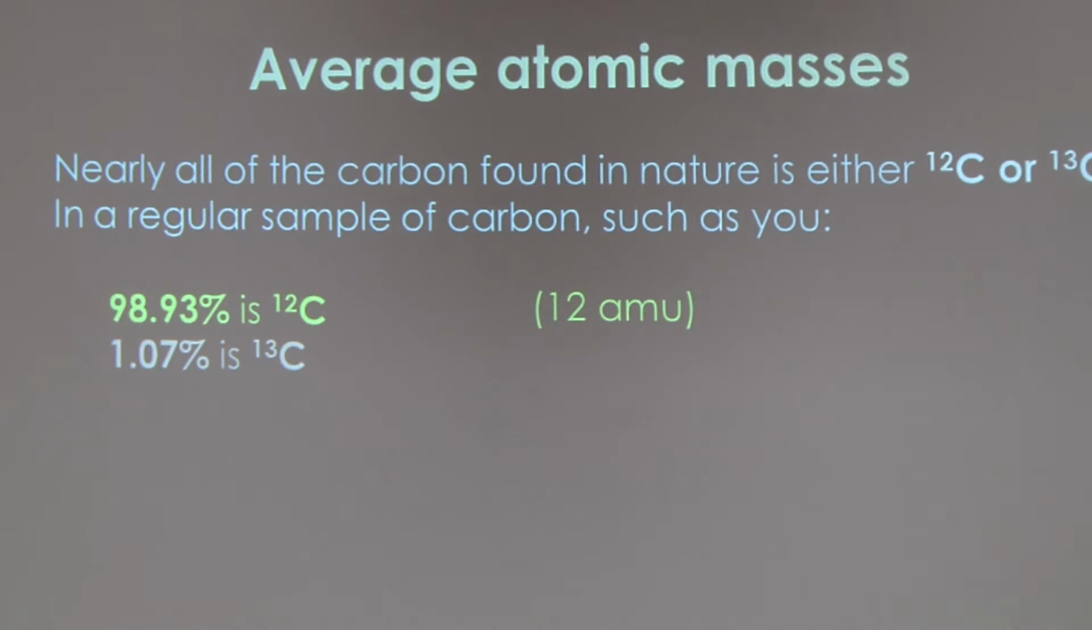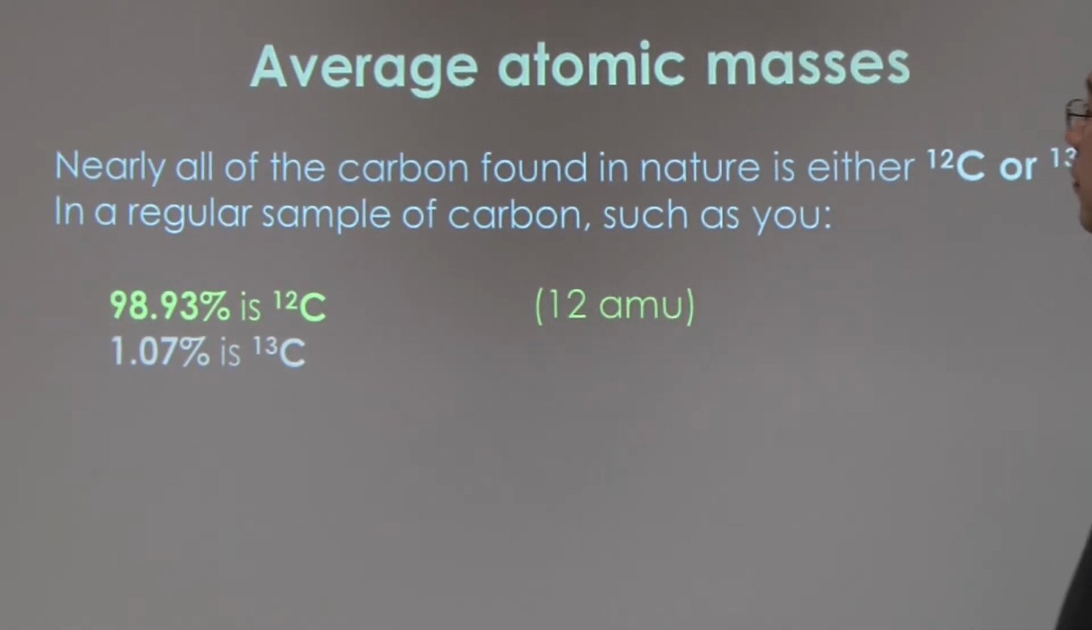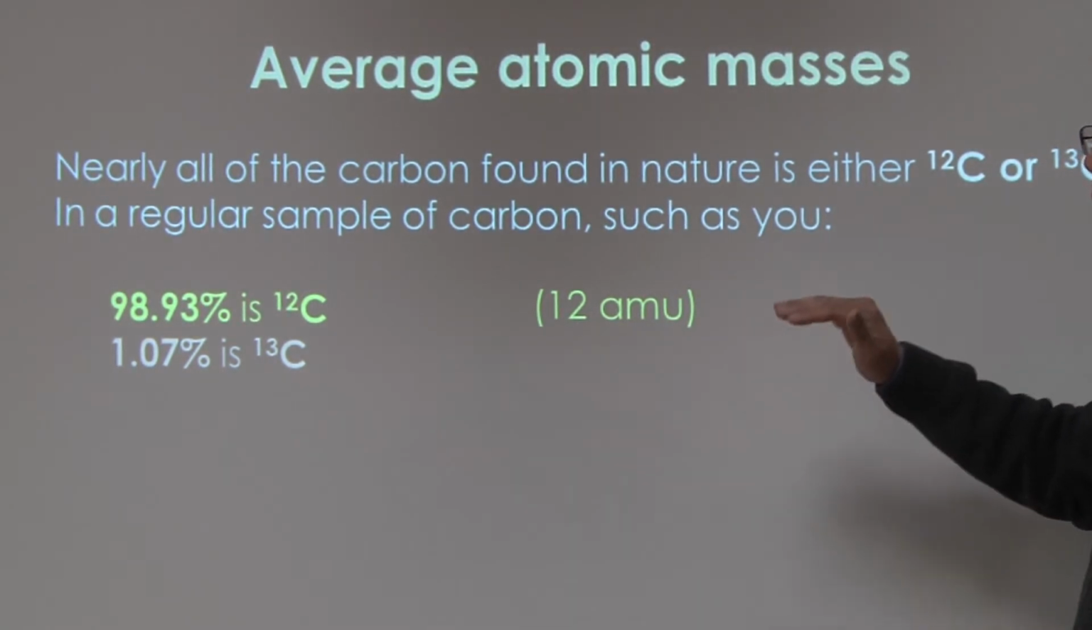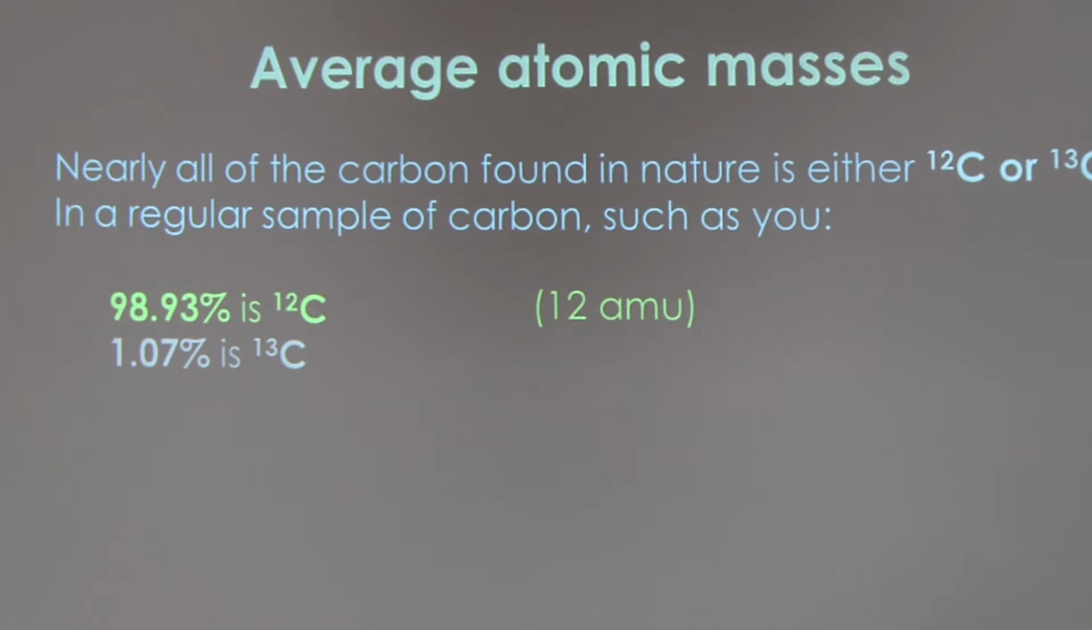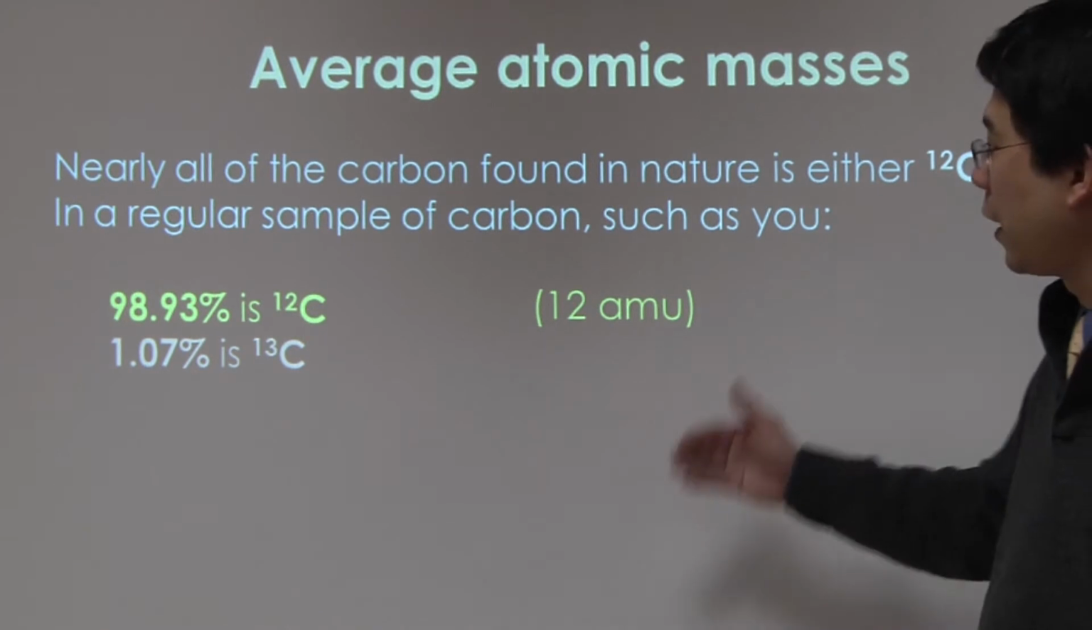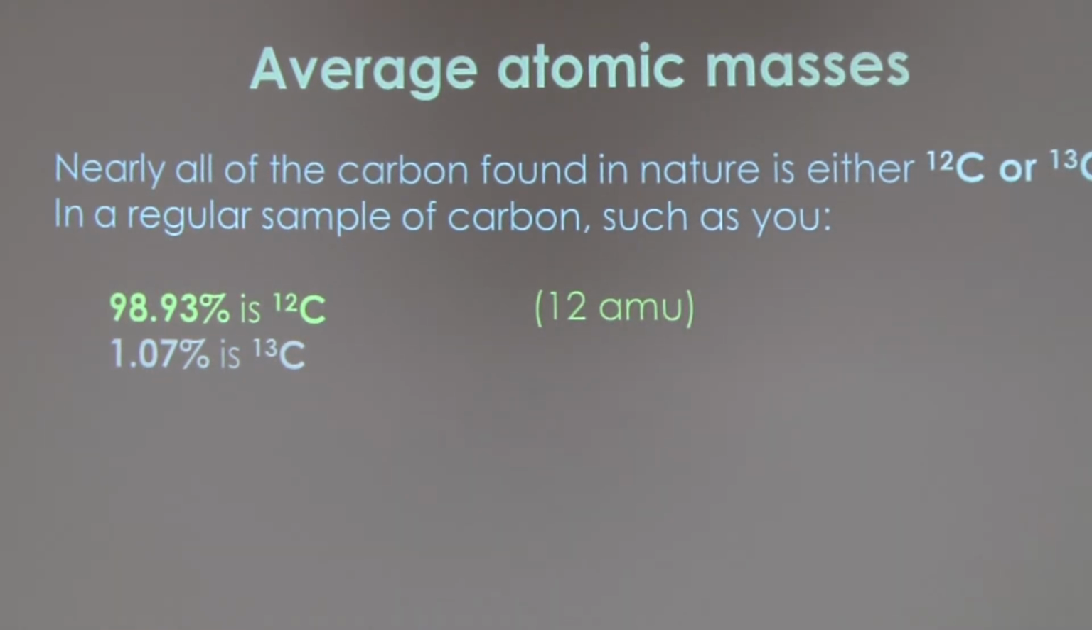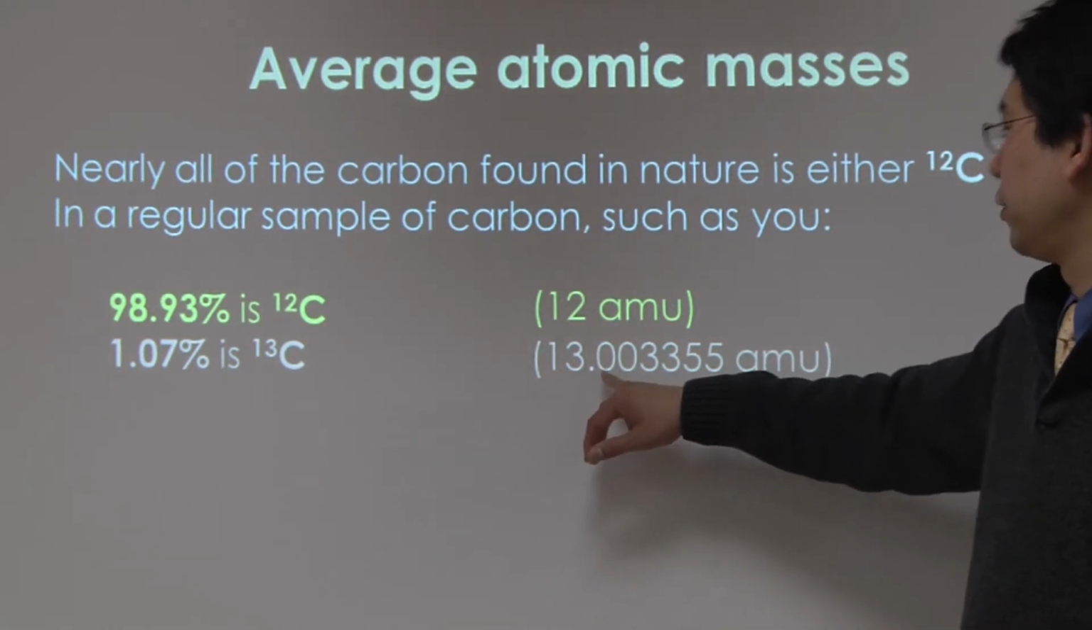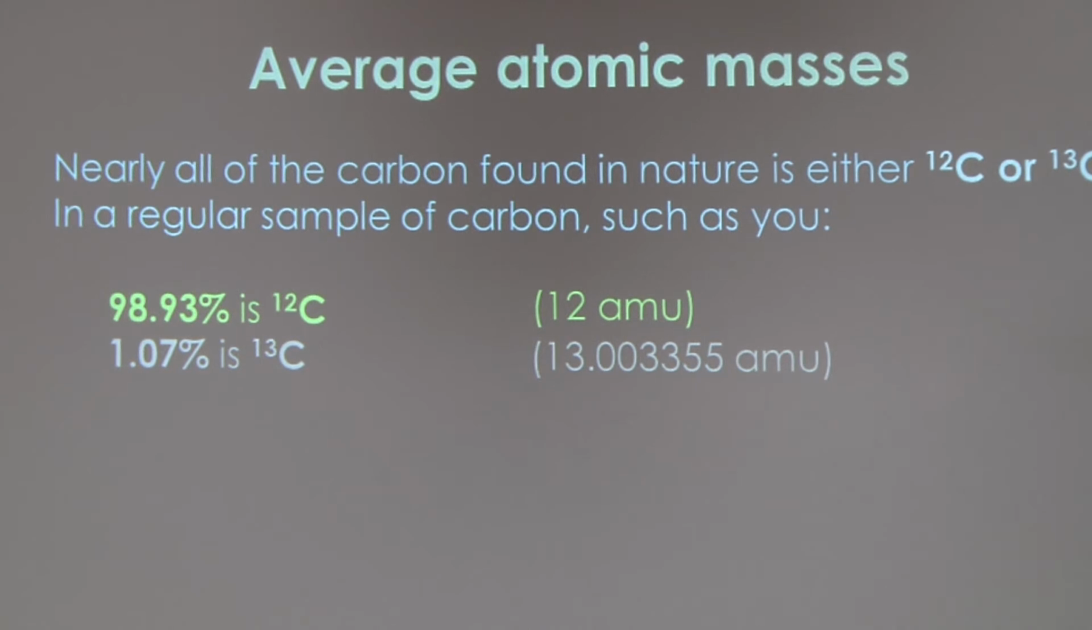Carbon-12 happens to have, by definition, a precise atomic mass of 12 AMU. And it's precisely 12 because that's how the entire atomic mass or atomic weight scale is defined. It's defined as carbon-12 being exactly 12. So carbon-12 is the only one that's a whole number. Everything else is fractional, as in the previous slide. Carbon-13 has an atomic weight of 13.003355 AMU.